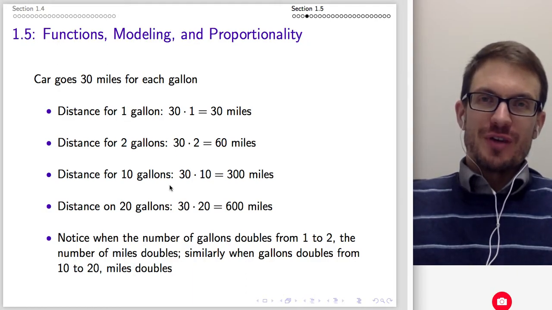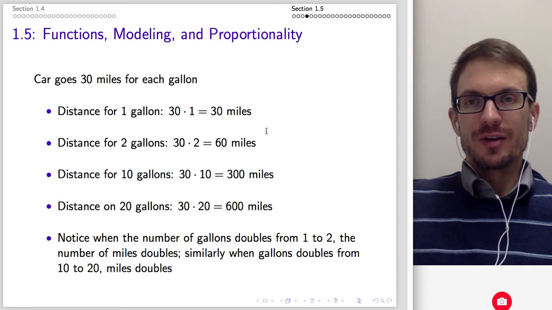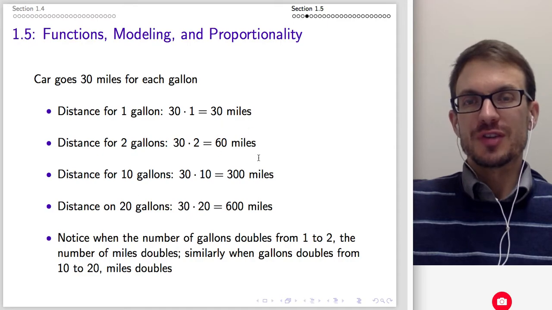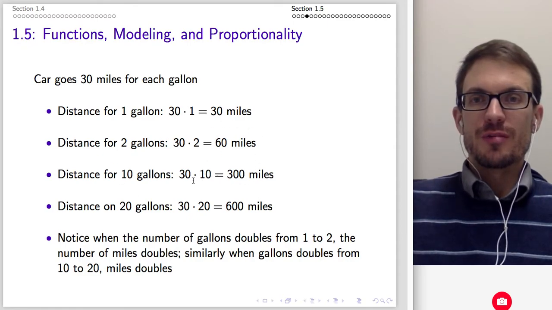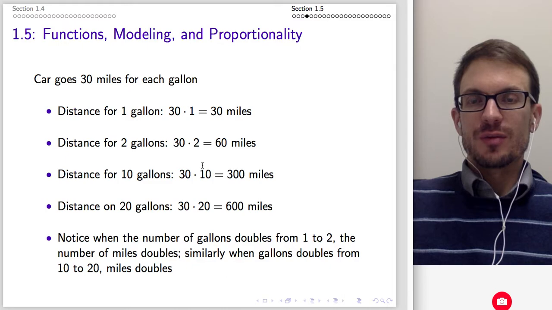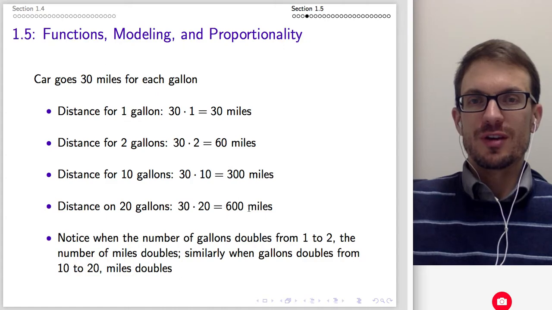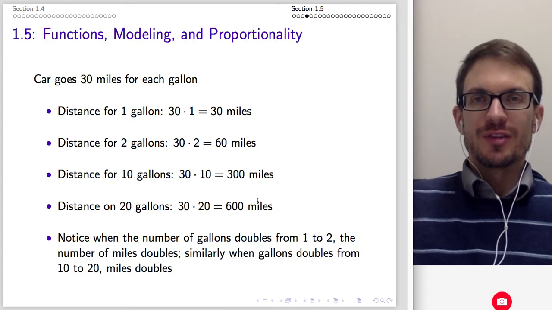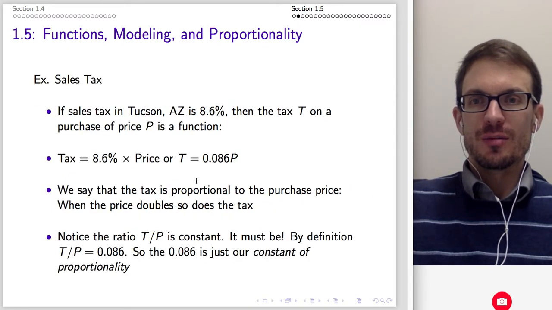If the car goes 30 miles for every 1 gallon, then the distance for 1 gallon is 30 miles. For 2 gallons, that'll let me go 60 miles. 10 gallons allows me to go 300 miles. 20 gallons allows me to go 600 miles. And just note, when the number of gallons doubles from 1 to 2, the distance I can travel doubles from 30 to 60. When the gallons double from 10 to 20, the distance I can travel doubles from 300 to 600. That should be pretty intuitive. If not, then stop and think about why that's got to be the case and how that relates to what we were saying about the proportionality and the sales tax.